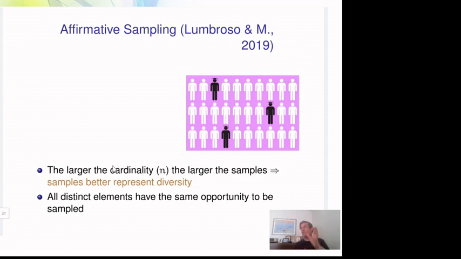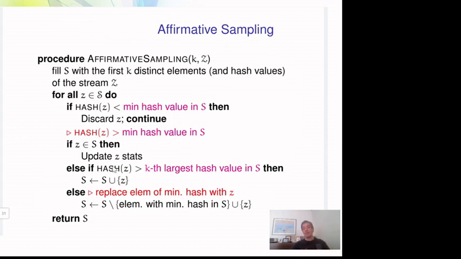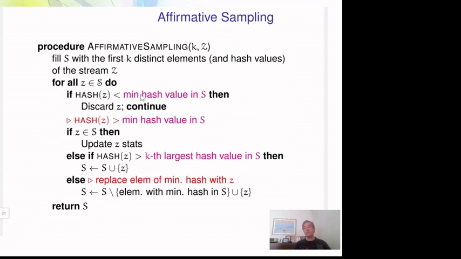That's the reason for the name of affirmative sampling, because of those two properties. Essentially, in affirmative sampling, the only difference is this line, this part. So when an element has a hash value that's larger than the k largest value in the sample, then we make the sample grow. We add this element and we make it grow.